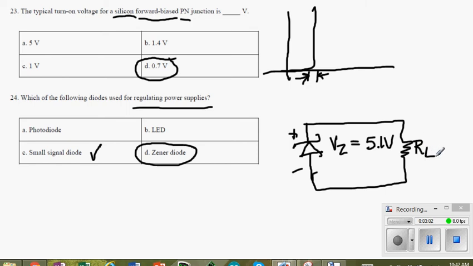and up to a certain limit, the voltage across the load will maintain at 5.1 volts, even though the voltage may be changing before the load. So the output will be a steady 5.1 volts, and we say that is a regulated voltage. So that is the job of the Zener diode.